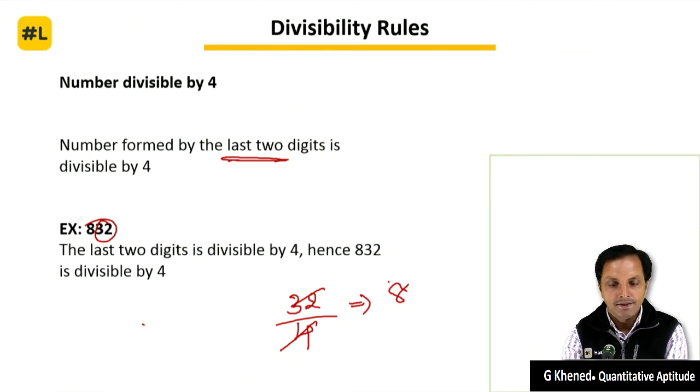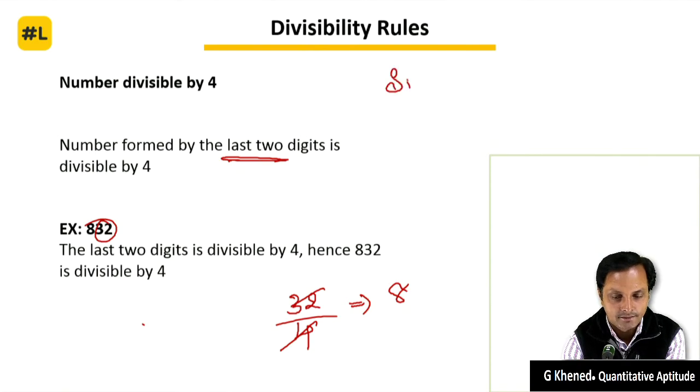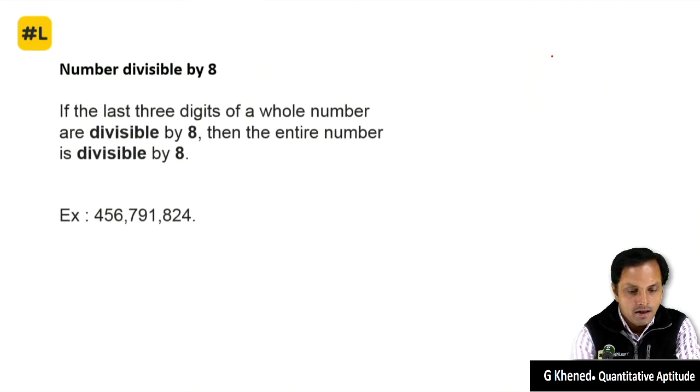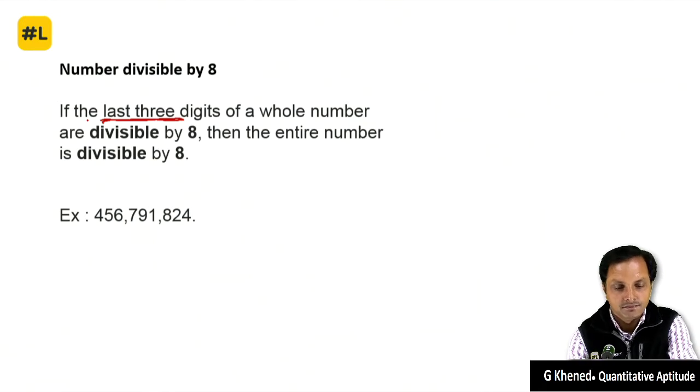Okay, this has some similarity with 8, but with a small change. There we used to take last 2 digits, here you take last 3 digits. What are the last 3 digits?